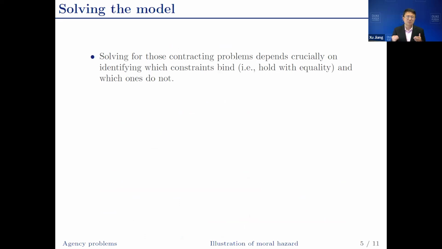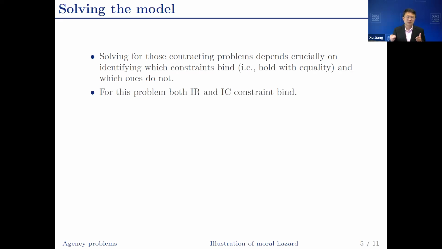So how do we solve for those models? For those contracting problems, the first step is to identify which constraints bind and which constraints do not. As we see in the previous slides, those constraints are greater than or equal to. When a constraint binds, it means that it holds with equality. When it does not bind, it means it holds with strict inequality. Why do we do this? Because by doing this, you can significantly simplify the problem. And sometimes, as in this case, you don't need to solve the maximization problem. You can directly get the solution.